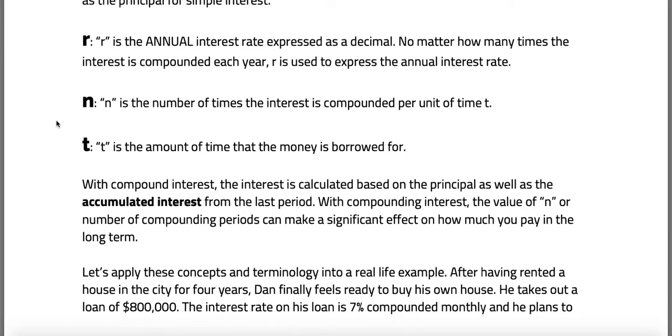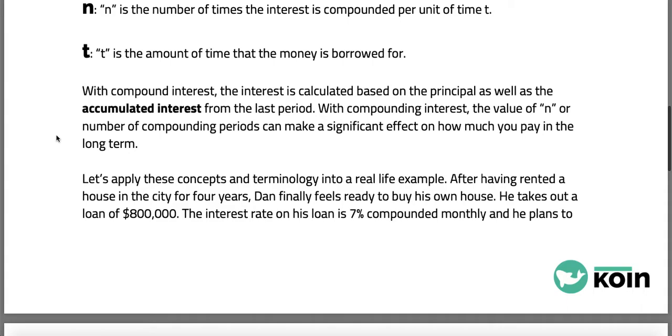Now, in this case, like I mentioned earlier, with compound interest, the interest is calculated not only based on the principal, but also the accumulated interest from the last period. And furthermore, the value of N, or the number of times the interest is compounded, can make a significant effect on how much you pay.